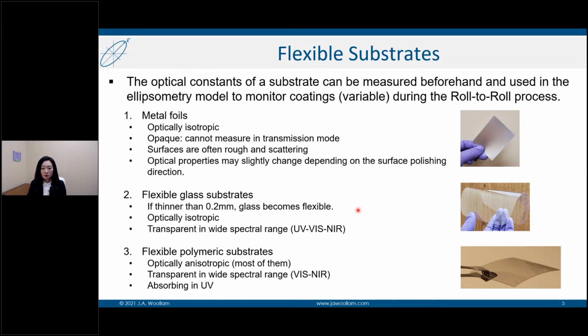Now let's talk about the flexible substrates we typically encounter for the roll-to-roll applications. From the ellipsometry standpoint, there are 3 types of substrates. Metallic foils that are absorbing light at all wavelengths, flexible glass substrates that are isotropic and transparent in a wide spectral range from UV-Vis to near IR, and flexible polymer substrates that are transparent in the visible and near IR, but often these polymeric substrates are optically anisotropic.